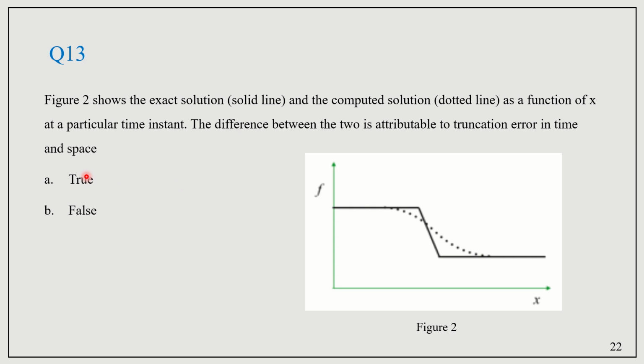So we have variation with respect to position as well. Like here it is with respect to position, if we see it is varying, and also with respect to time it is varying. So we can say that the difference between two is attributable to truncation error in time and space. So the answer is option A, that is true is the right answer.